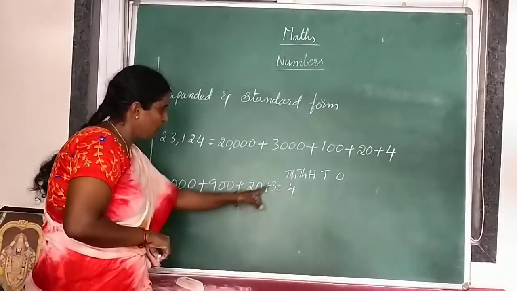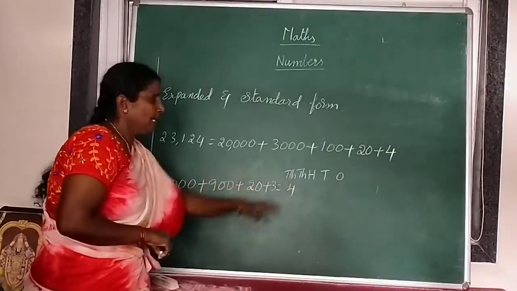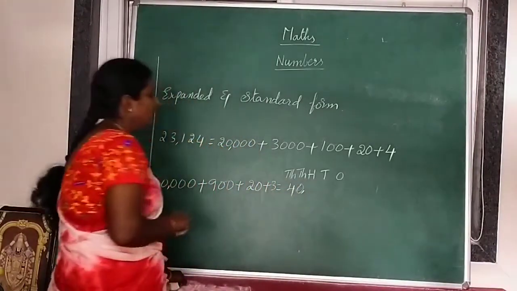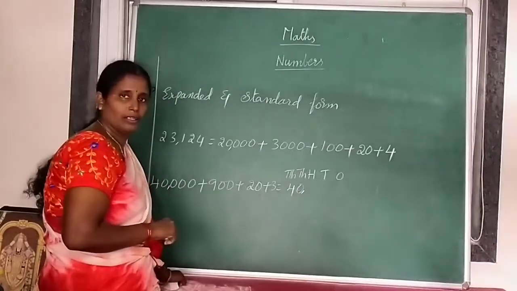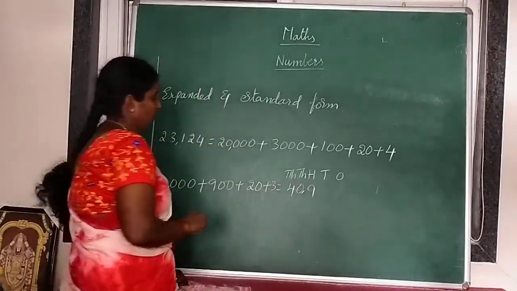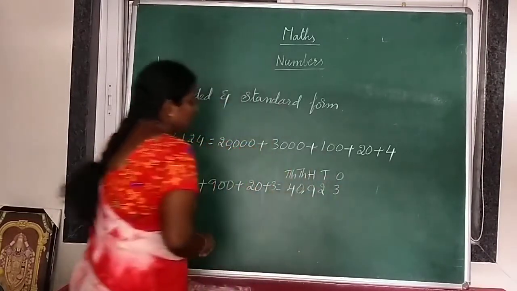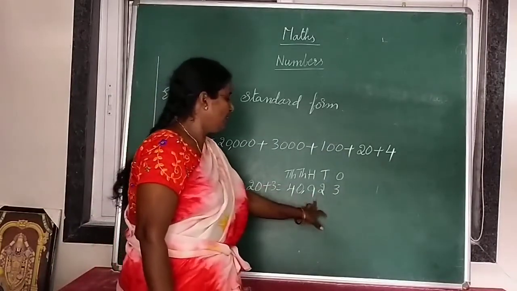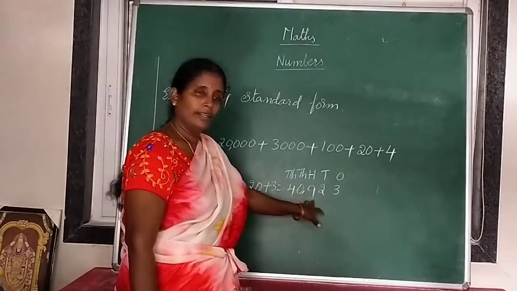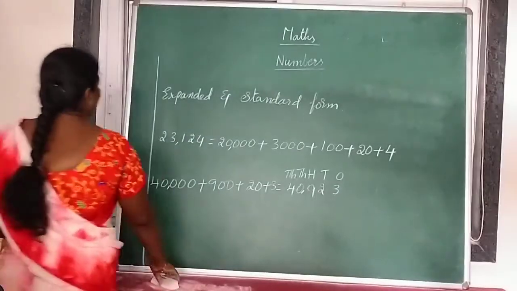What should we write in the thousands place? Can we write 9 in the thousands place? No. What should we write in the thousands place? 0. Very good. 40,000. How many hundreds are there? 900. How many tens are there? 2 tens. And how many ones are there? 3 ones. So it is nothing but 40,923. Understood?